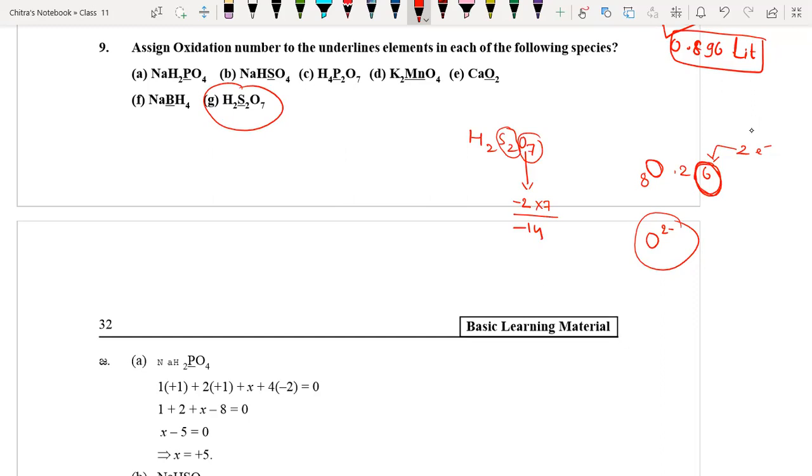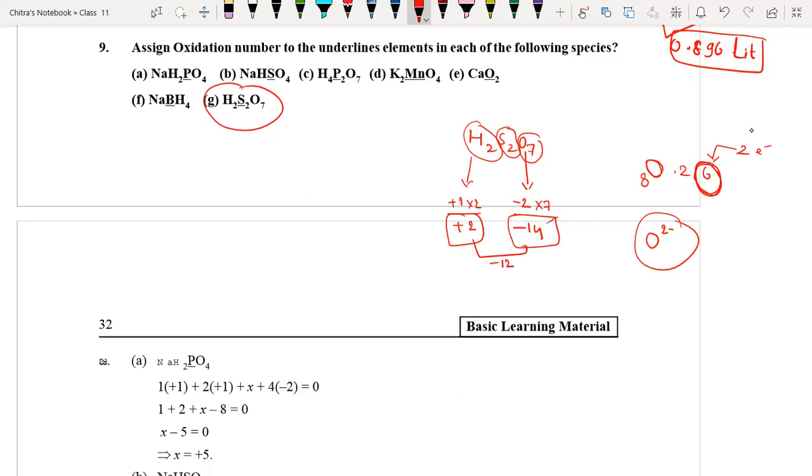One oxygen atom will have -2, so 7 will have -14 charge. Hydrogen has +1 charge, but here we have 2 hydrogens, so we have to multiply by 2. So hydrogen's total charge is +2. Now we have to compare that +2 and -14. If we compare that, we will have -12 charge remaining.